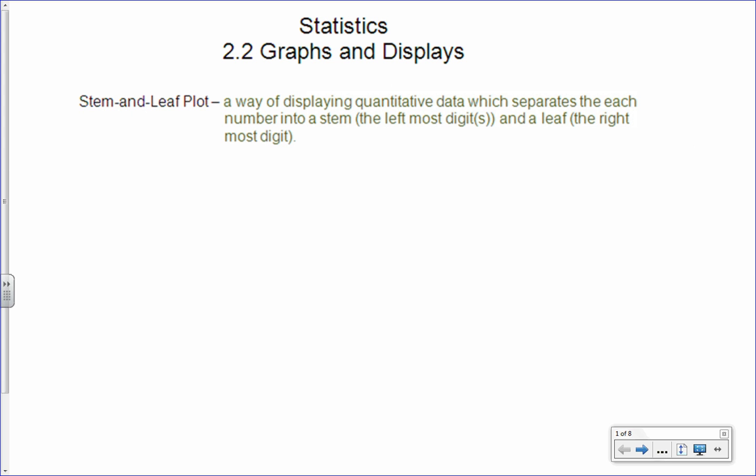So obviously it's a way of displaying quantitative data, set into some number of stems. And it's the leftmost digit or digits, and then a leaf that goes with it, which is the rightmost digit.